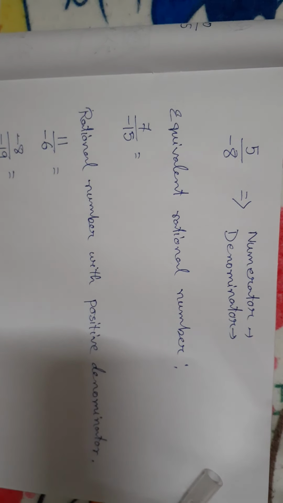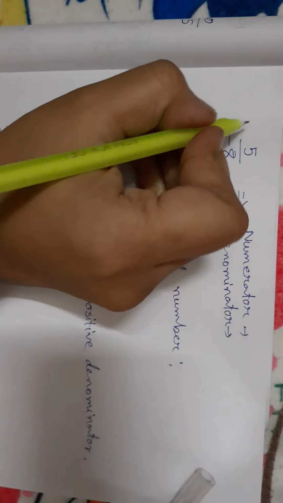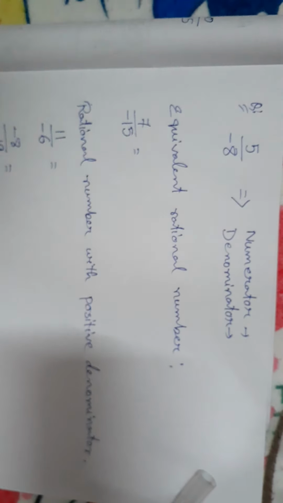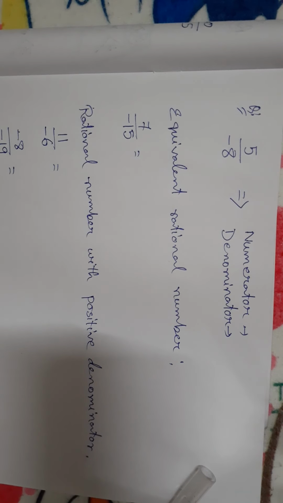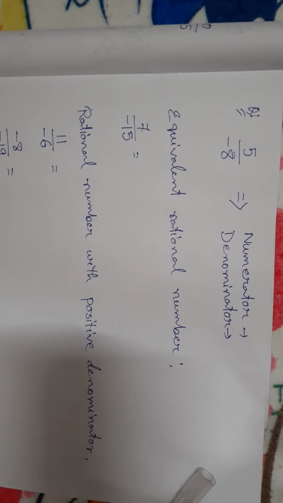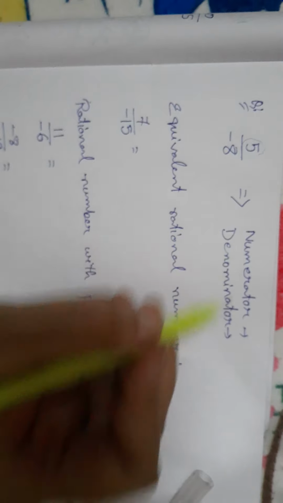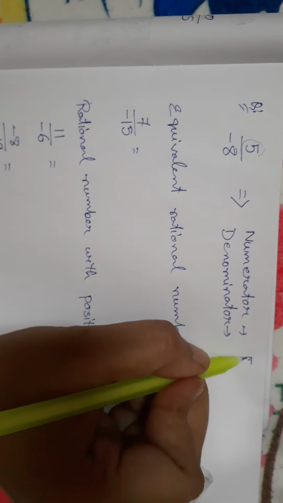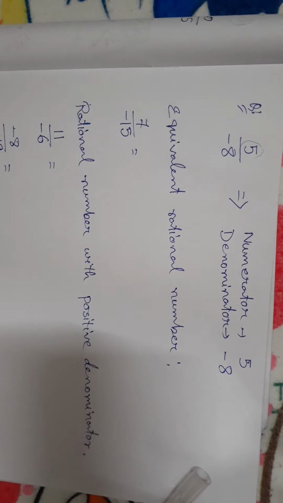So now let us discuss some questions on the following topic. In the first question, you have to find out the numerator and denominator of the given rational number. So here, just like the fraction, we can see it is 5 by minus 8. So this one is the numerator. Here the numerator is 5 and the denominator is minus 8.